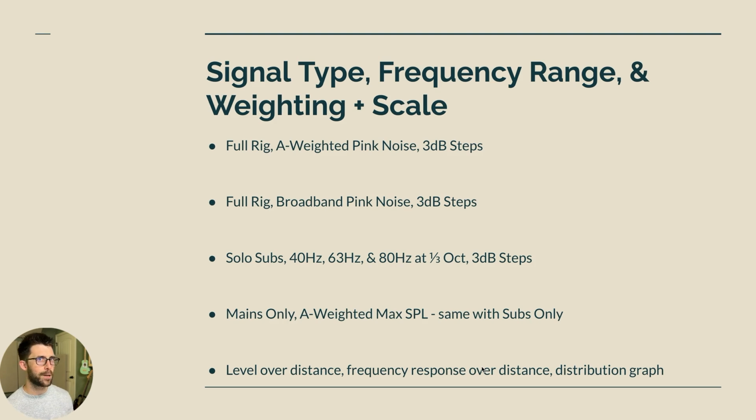Moving on to signal type, frequency range, and weighting, I'm also going to throw scale in here as well. Some helpful parameters and things I look at often is was the full rig with a weighted peak noise in 3 dB steps, the full rig broadband peak noise in 3 dB steps, so it's including more of the low mids and how that's propagating over the space.